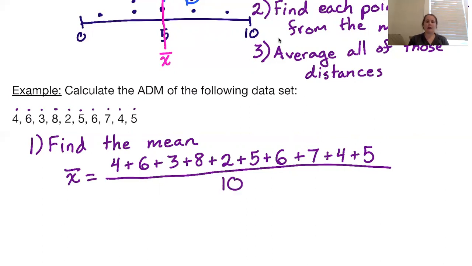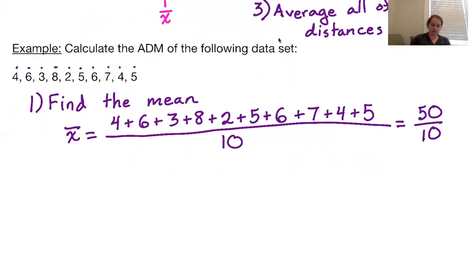If we add up the top, 4 plus 6 is 10, plus 3 is 13, plus 8 is 21, plus 2 is 23, plus 5 is 28, plus 6 is 34, plus 7 is 41, plus 4 is 45, plus 5 is 50. So we are looking at 50 divided by 10, or in other words, our mean is 5.